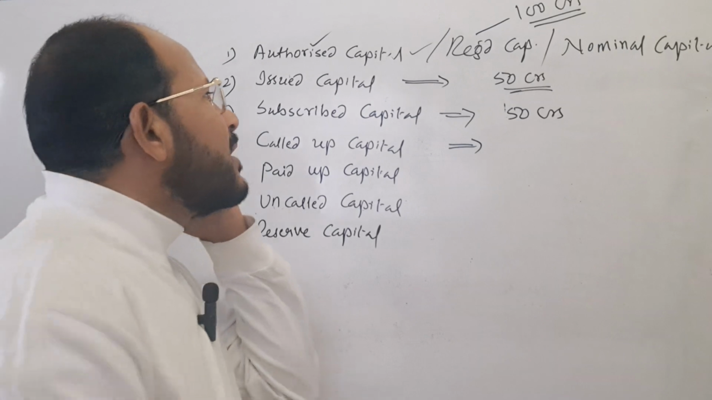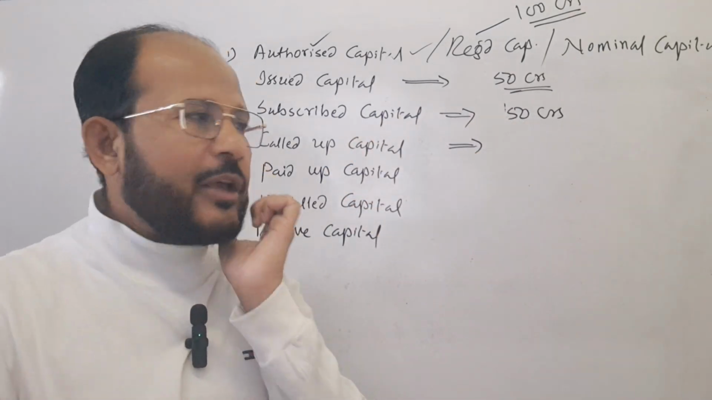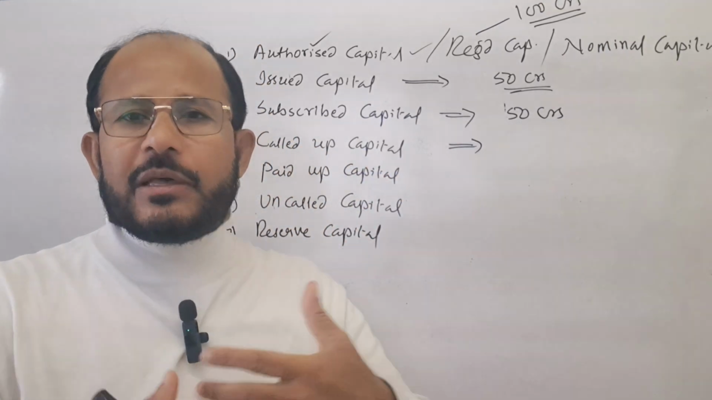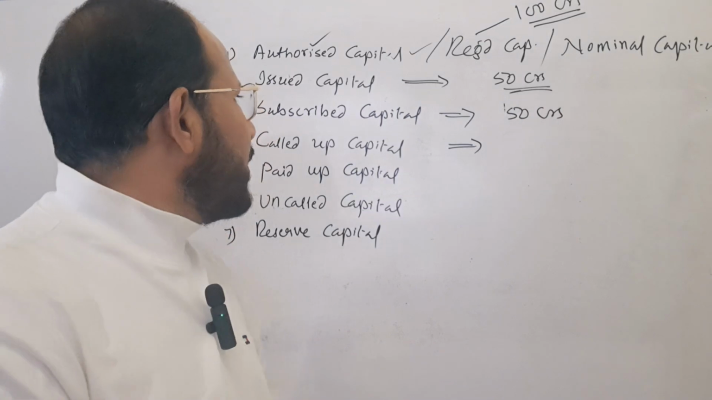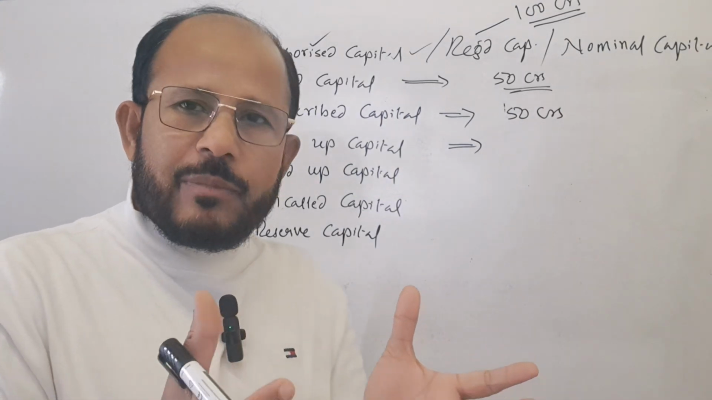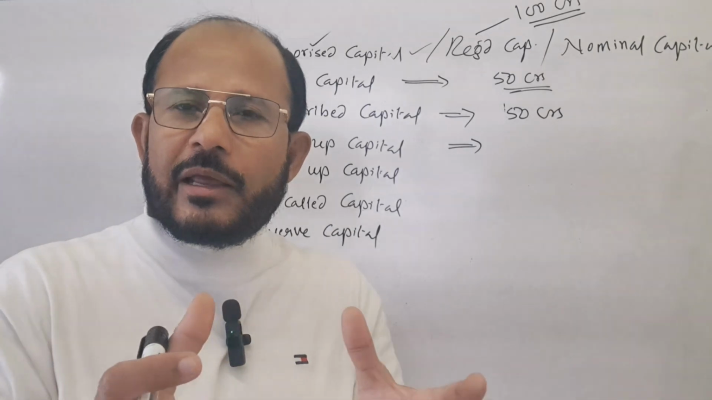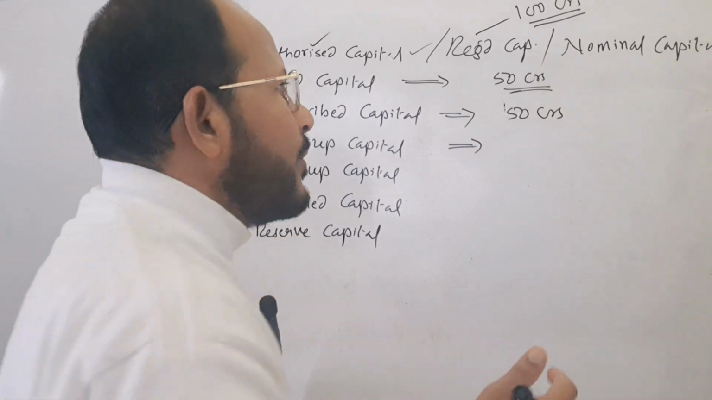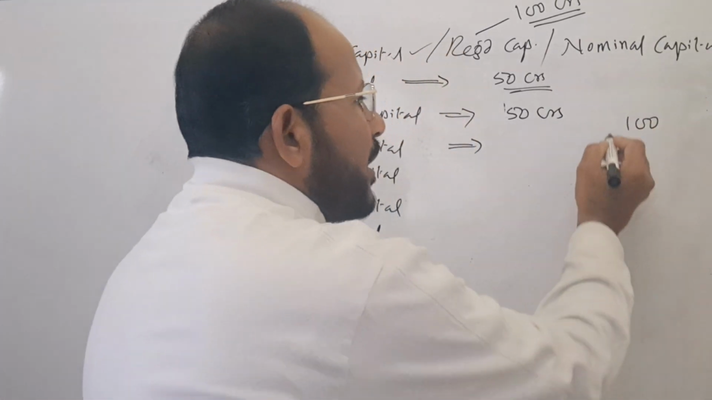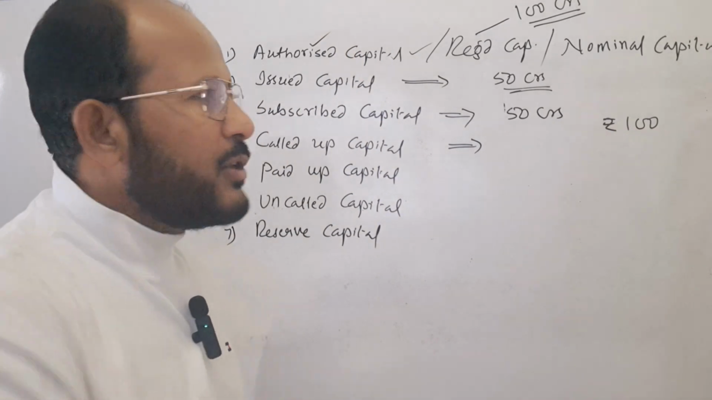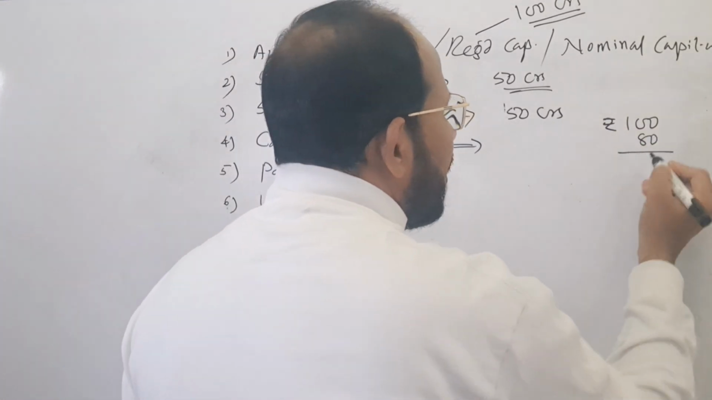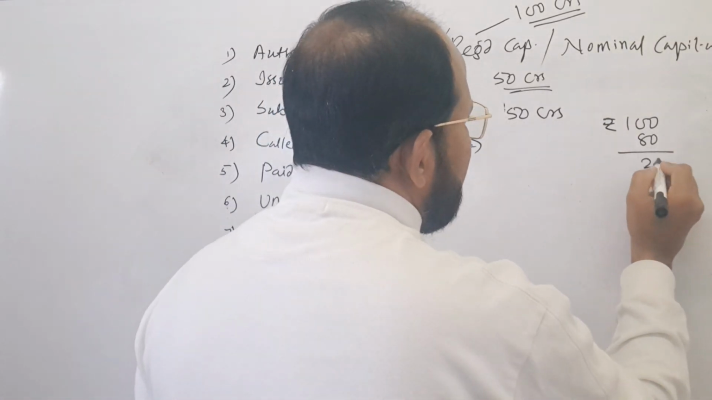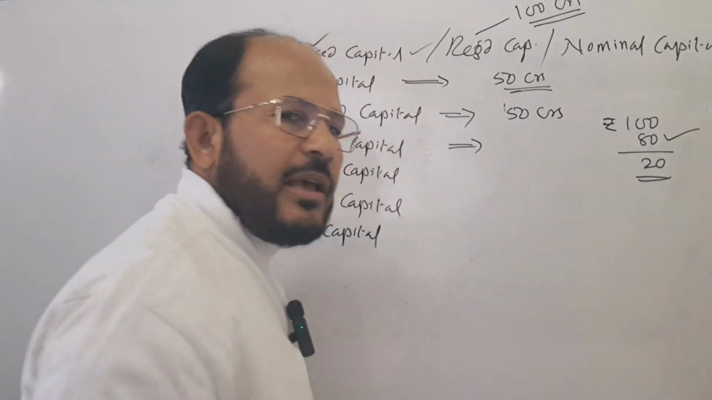Okay, try to understand here. Subscribed capital is rupees how much? Rupees 50 crores. Now, the company will ask the shareholders to pay the call money. Therefore, whatever amount has already been collected by the company by calling the shareholders to pay, that amount is called as called up capital. You take the value of the share as rupees 100 per share. Assume the company has already called up how much amount? Rupees 80 per share. Therefore, here rupees 80 is called as called up.